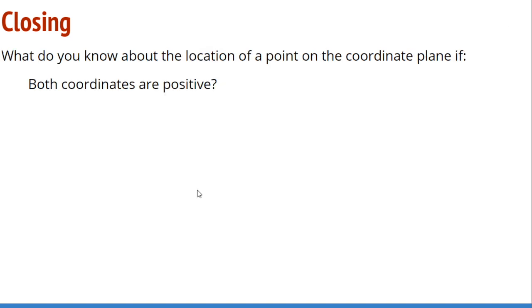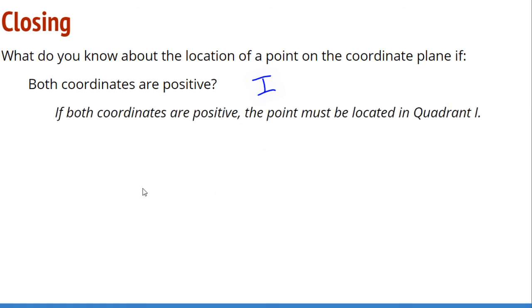What do you know about the location of a point on the coordinate plane if both coordinates are positive? And I just pointed this out. If I've got x and y, they're both positive. That means I'm moving this way and moving this way. That means that I am in quadrant 1. If both coordinates are positive, the point must be located in quadrant 1.